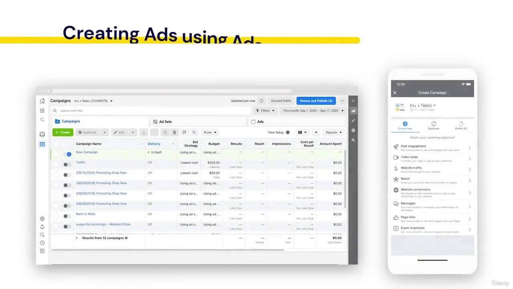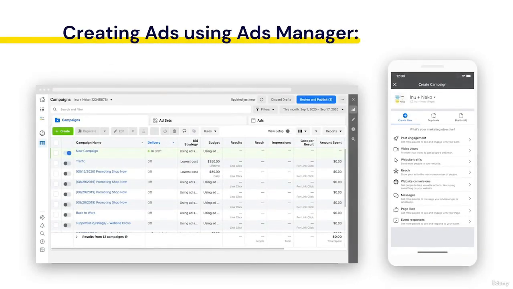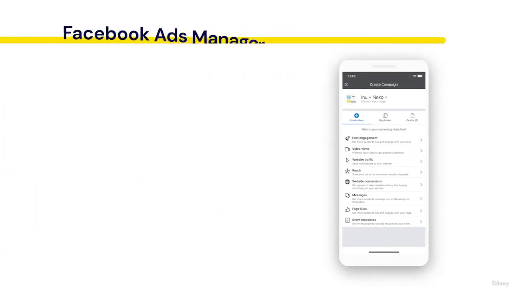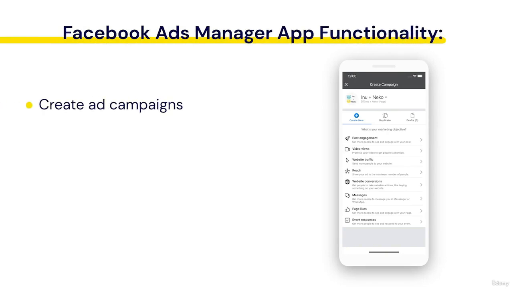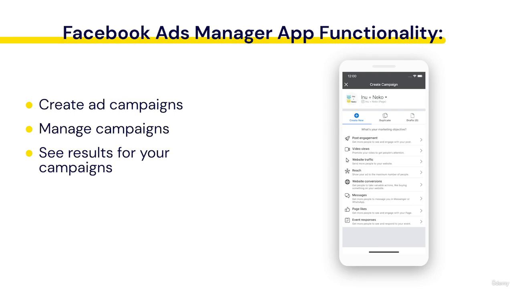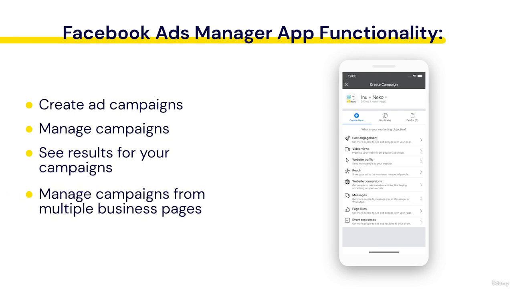The second Facebook advertising tool is Ads Manager. We won't focus on the Ads Manager mobile app as much as the desktop version in this course, but we will outline some of its key features for you. The Facebook Ads Manager mobile app lets you create ad campaigns on your phone, manage campaigns you have created from your business page or using the web version of Ads Manager, see your campaign results and demographic data from your phone, and manage campaigns from multiple business pages on a single screen. The app is particularly good for when you need to add a campaign and ads on the go, and it's available on both Android and iOS.